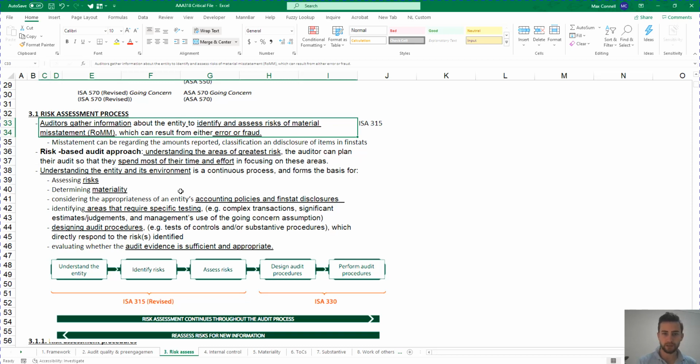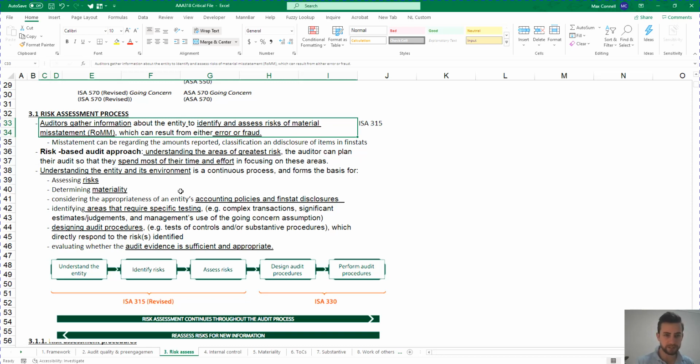areas. It's really important to understand the entity and its environment, and this is a continuous process, and this forms the basis of number one, assessing risks; number two, determining materiality, or what the threshold is to identify whether risk is important or not; number three, considering the appropriateness of an entity's accounting policies and financial statement disclosures; number four, identifying areas that require specific testing, e.g. complex transactions, significant estimates and judgments, or management's use of the going concern assumption. So going concern, by the way, means whether or not the company is going to continue operating in the near future.